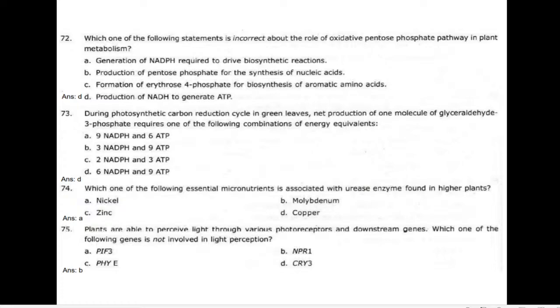So which are all involved in light perception? PIF3, PHYB and CRY. These are all involved in the process called light perception. The NPR1 is not involved in light perception.